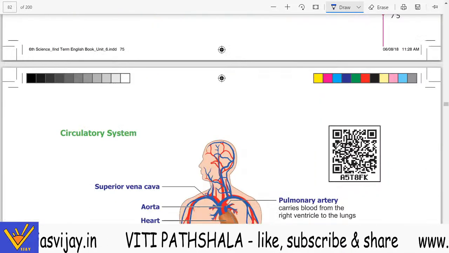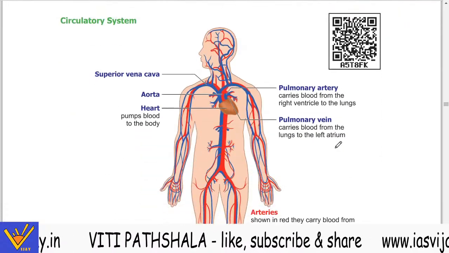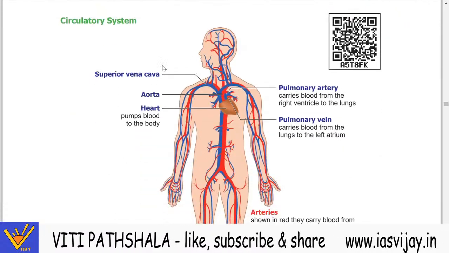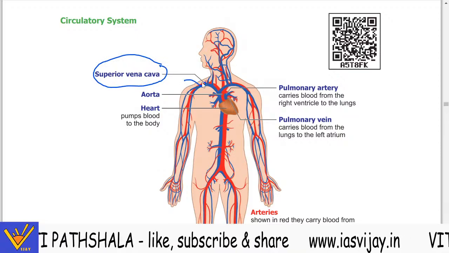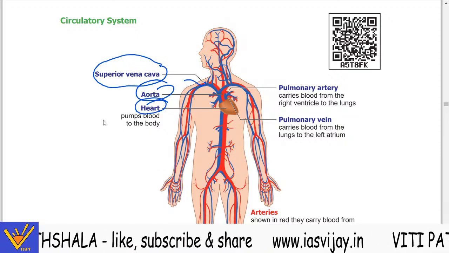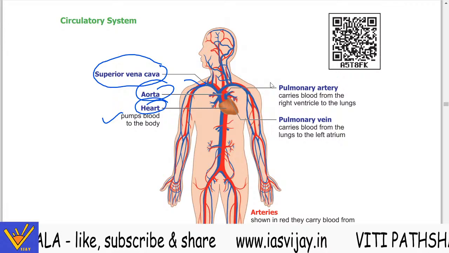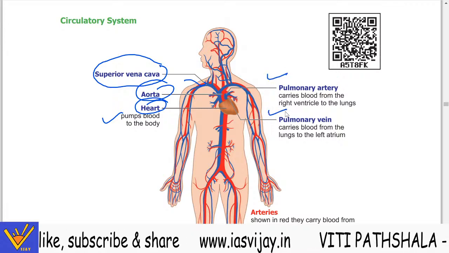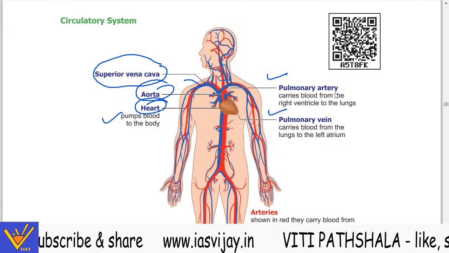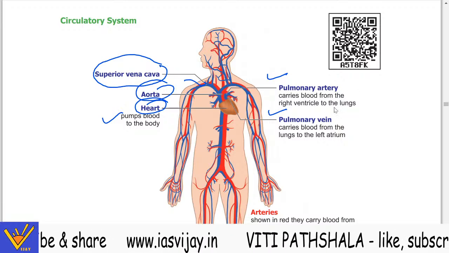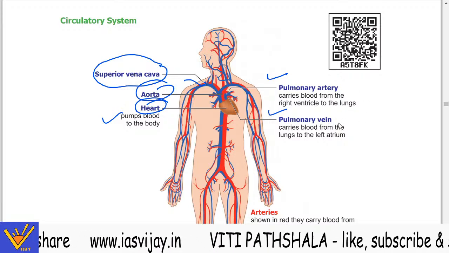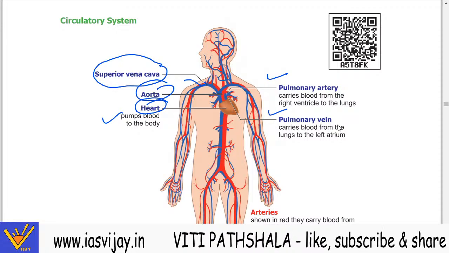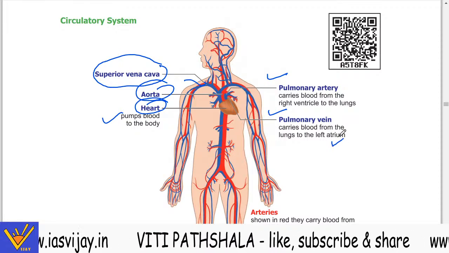So आपकी RBCs कहाँ produce होती हैं? Bone marrow में. So this circulatory system, superior vena cava, then aorta, the heart pumps to the body. Now pulmonary artery, pulmonary vein. So pulmonary artery, remember, it carries the blood from the right ventricle to the lung, and the pulmonary vein carries the blood from the lung to the left atrium.